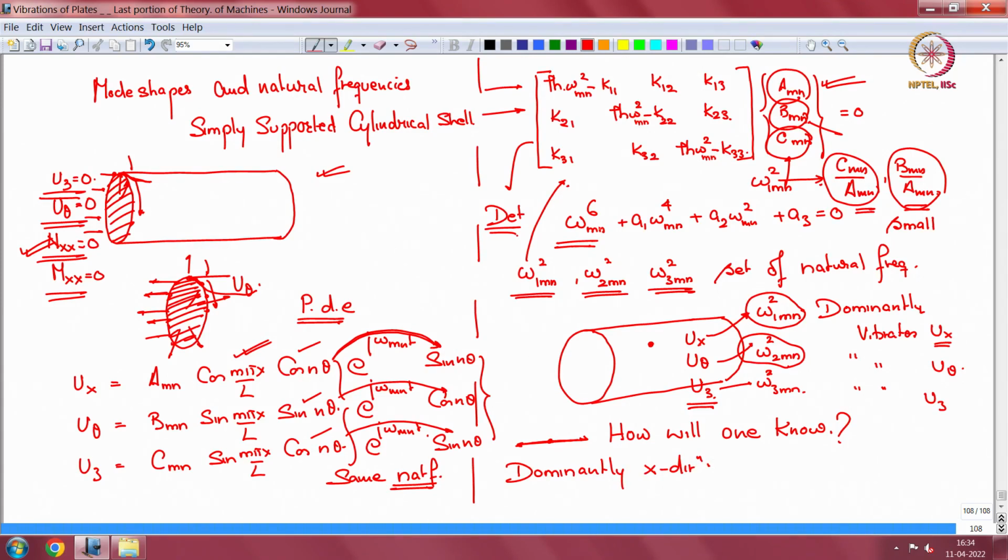Similarly, you could plug in the omega 2 set of natural frequencies, those are also eigenvalues. So the matrix is singular, and you could represent any two values in terms of the third. Let us say we represent CMN and AMN in terms of BMN, then we get CMN by BMN and AMN by BMN, and let us say these are very small. That means BMN is dominant, which means these are dominantly torsional natural frequencies, and similarly the omega 3 mn.